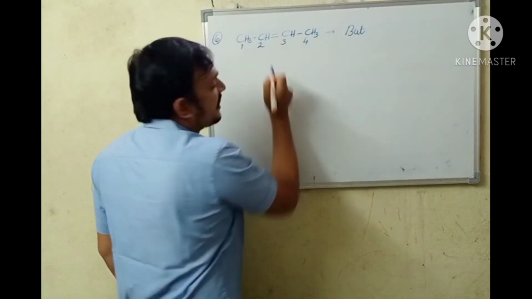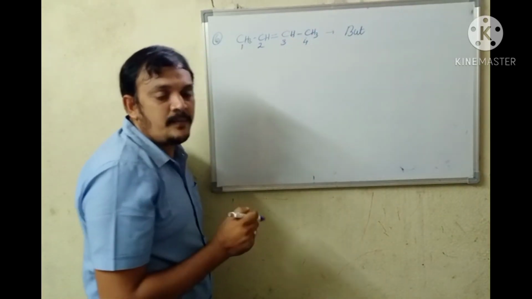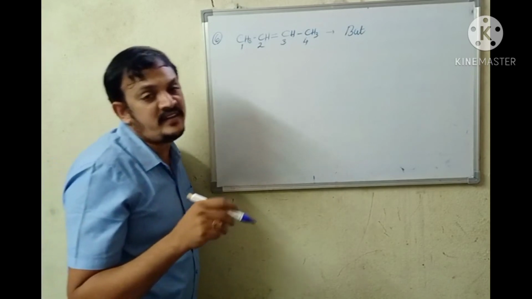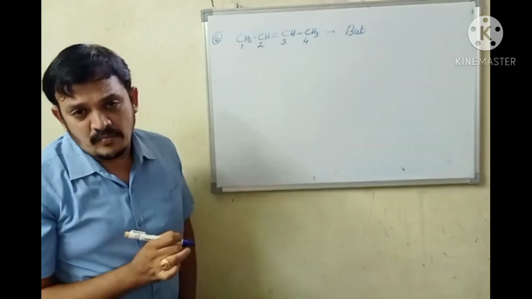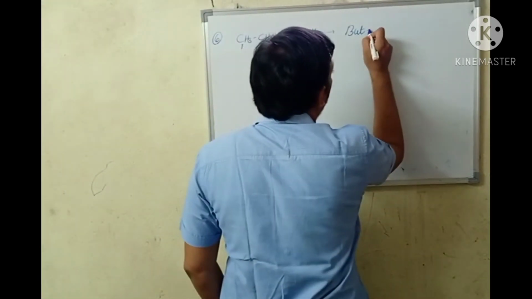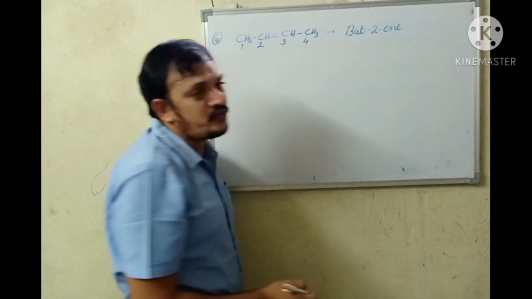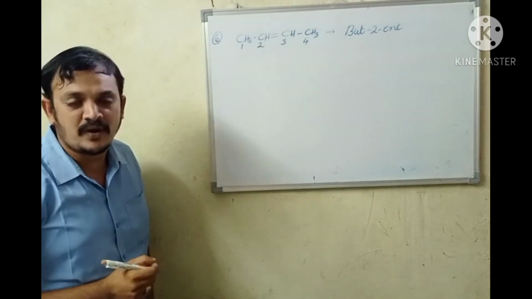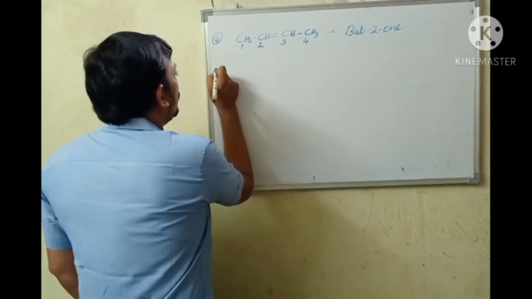Double bond is there at the second carbon atom. You can ask me, why can't you consider the third carbon atom? Double bond or triple bond is always found with the lowest locant number. But, hyphen, 2, hyphen, ene. But-2-ene will be the name of that compound.